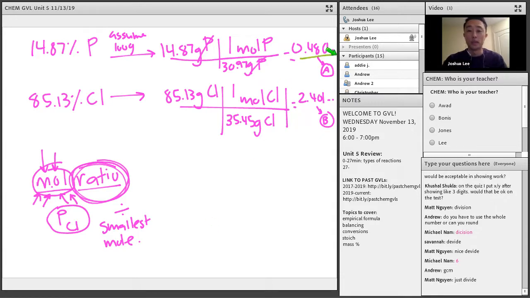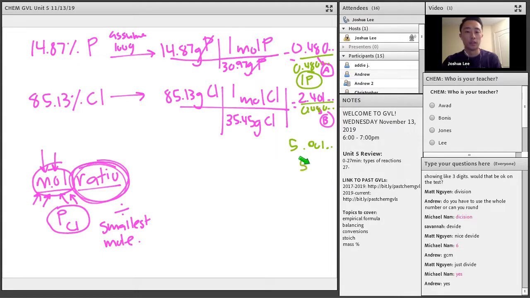So then in this case, we would just divide by 0.480 dot dot dot. That first phosphorus is obviously going to become 1 phosphorus, right? We need 1 phosphorus. But for the chlorine, it says it's 5.001 dot dot dot. Is 5.001 pretty close to a whole number? Is it within 0.2 of a whole number? Yeah, so then we could just assume that we need 5 chlorines. So my empirical formula would be PCl5.